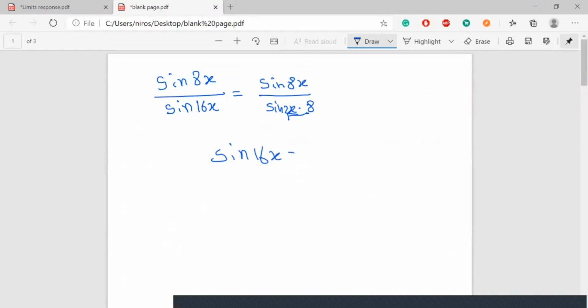Sine 16x, the whole thing is theta. Let us suppose you are writing sine 16x as 2x dot 8. It is not equal to 8 sine 2x. You can't take this 2 outside, or this 8 outside. That's the same mistake you made in the last question also. Remember this one.